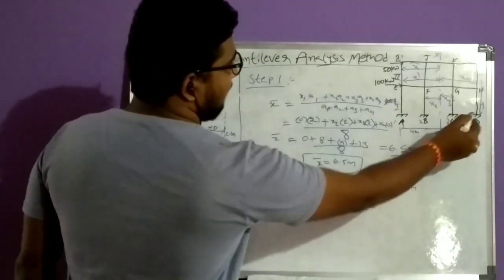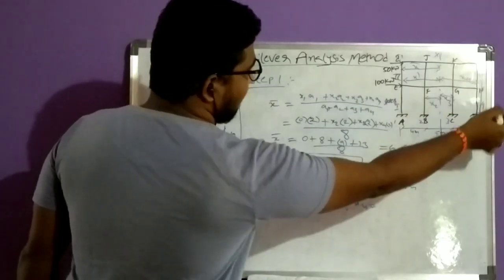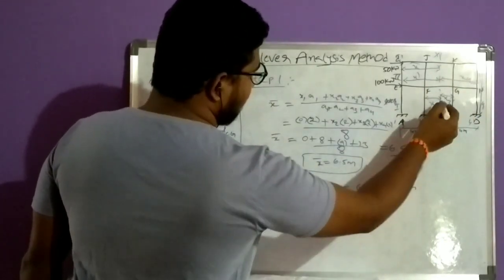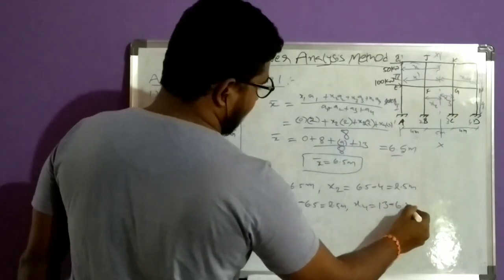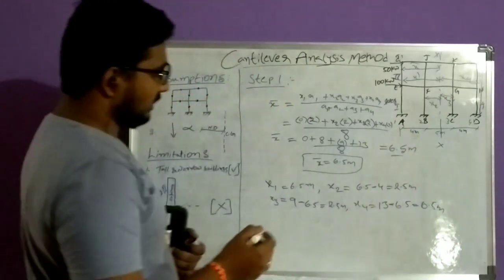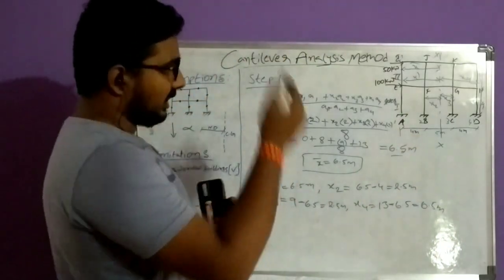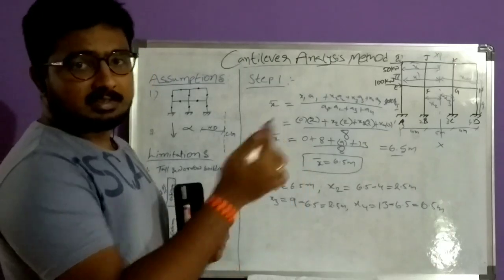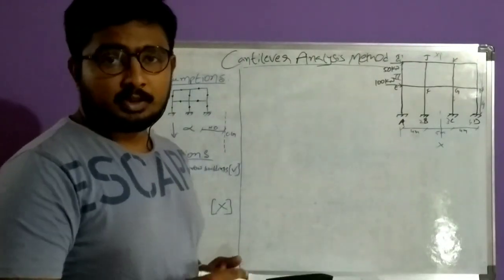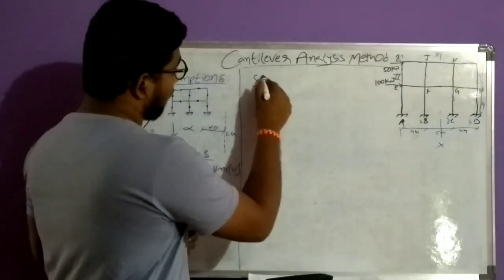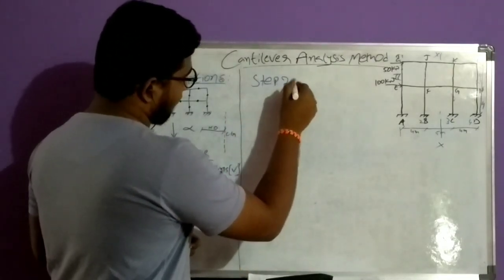x4 equal to, this is the distance between the centroidal axis and the fourth column. Total bay distance is 13 minus 6.5, which is nothing but 6.5 meters. So in this way we calculated all the horizontal distances between each and every column and the centroidal axis. We are going to calculate the axial loads in each and every column in step 2. So let's look into this.